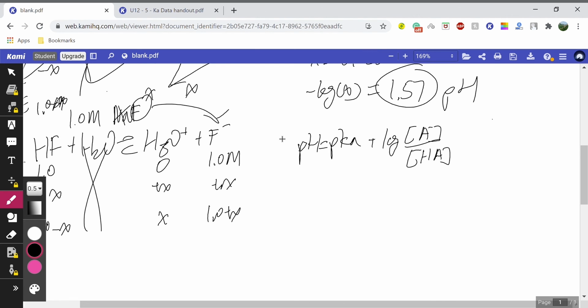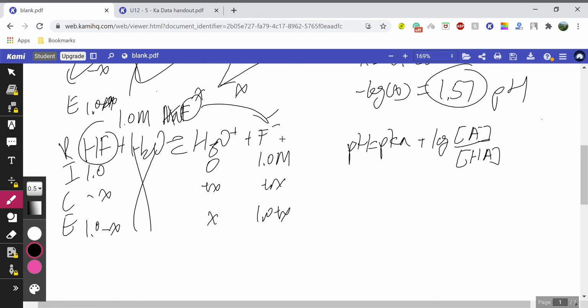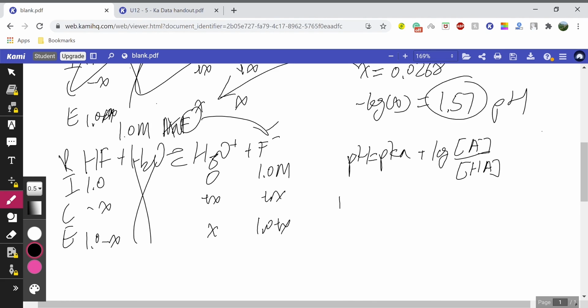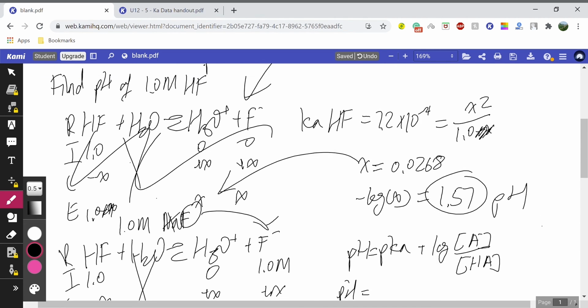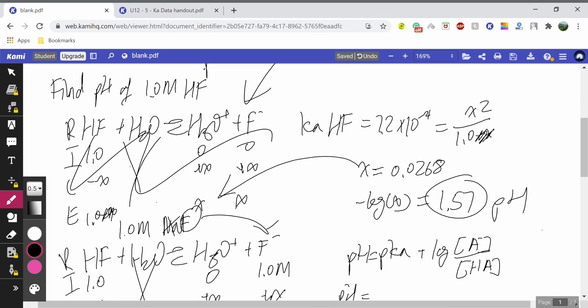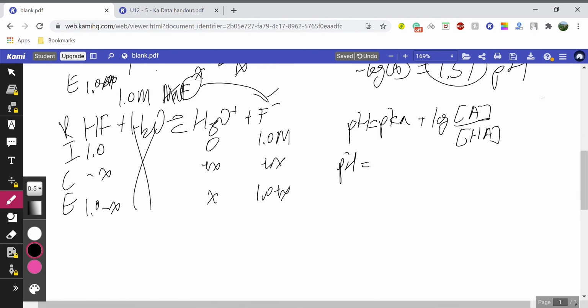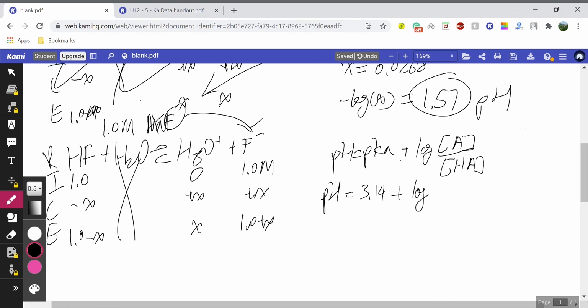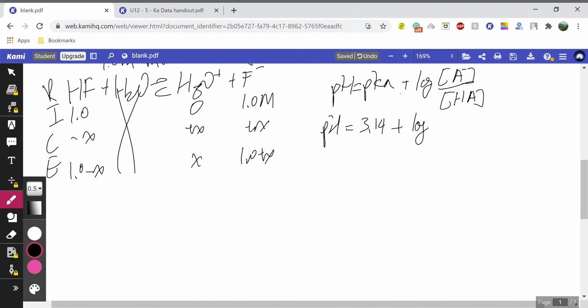So now we have pH is equal to pKa. What is the Ka going to be? We have HF, so what is our Ka of HF? It's going to be 7.2 times 10 to the negative 4th. So pH is equal to the negative log of 7.2 times 10 to the negative 4th, which is 3.14, plus the log of, since our Ka is small enough to disregard the x, 1.0 divided by 1.0.